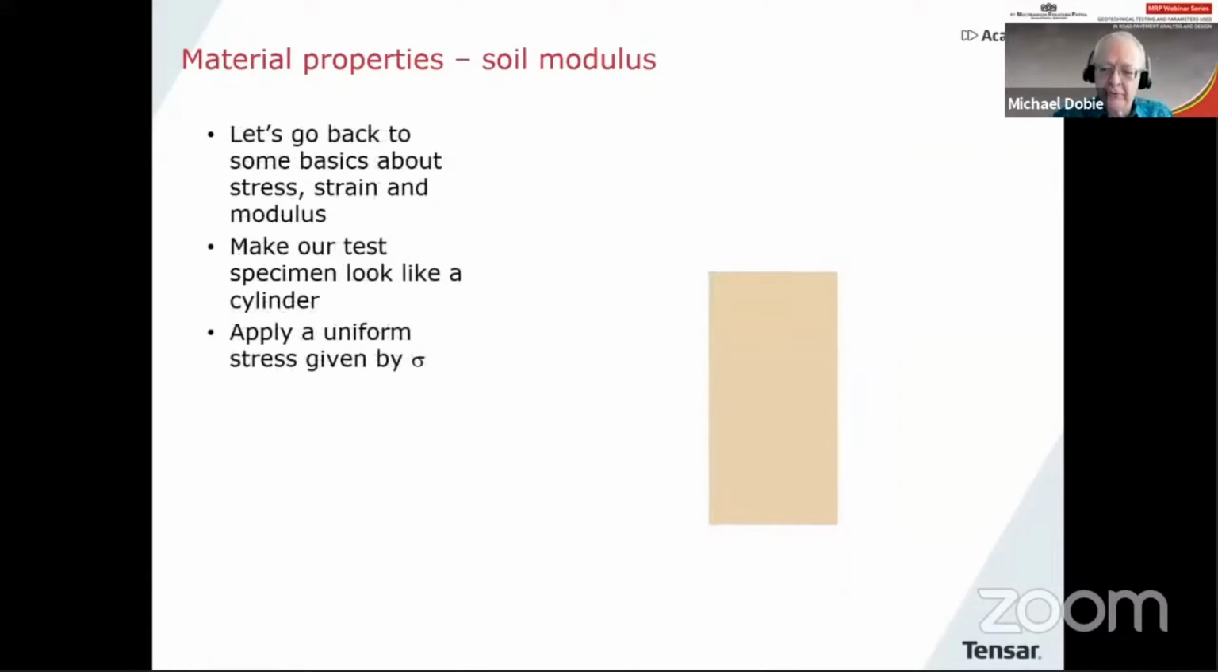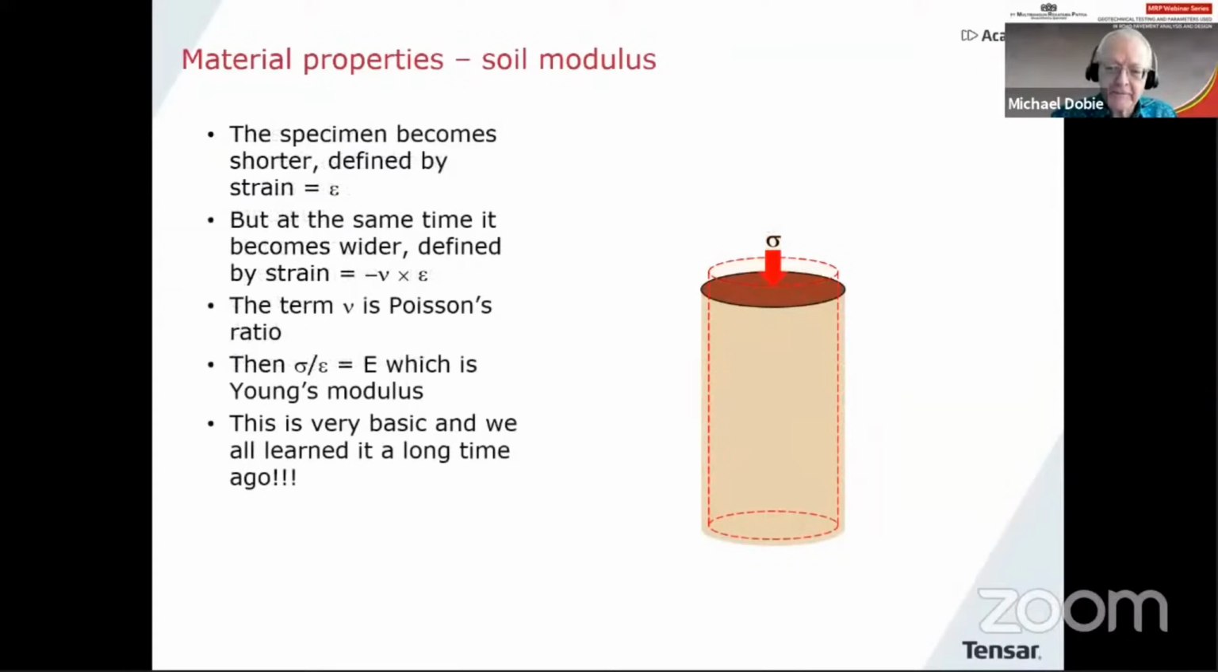So let's just remove the specimen by itself, make it look like a cylinder, and then apply a stress on the top. Now, when we do that, what's going to happen is that the sample becomes shorter and wider. And the shortening is given, we term it strain.